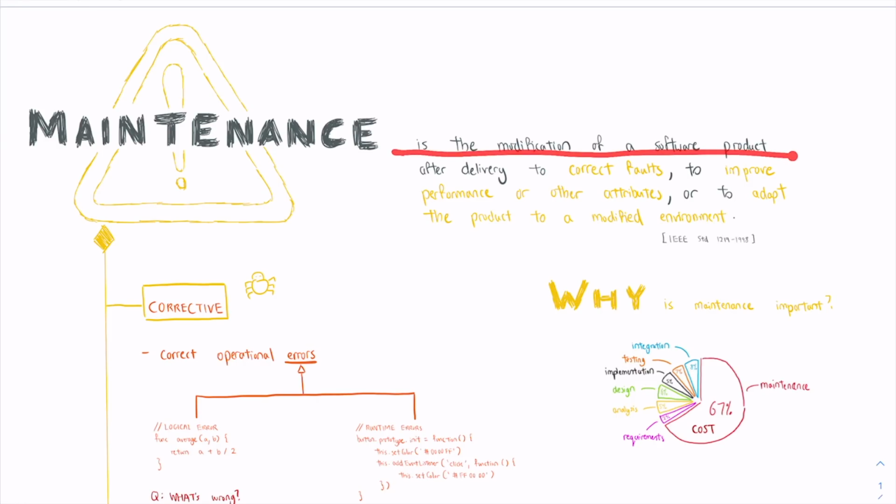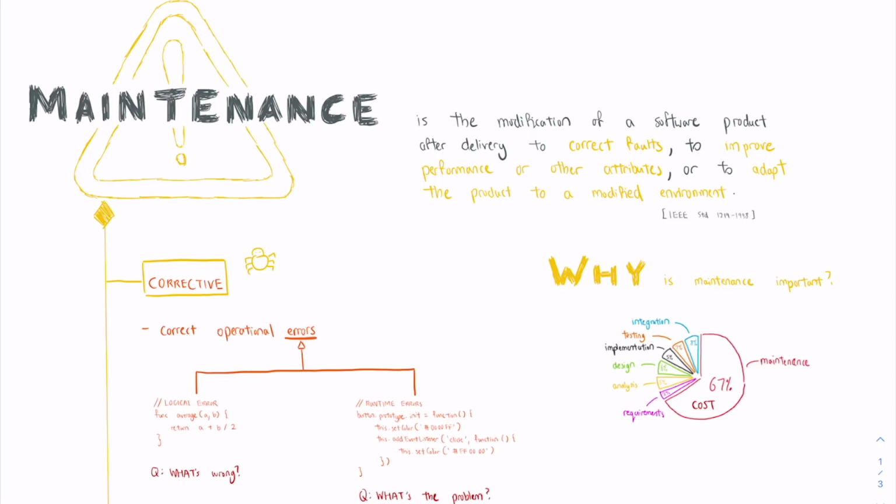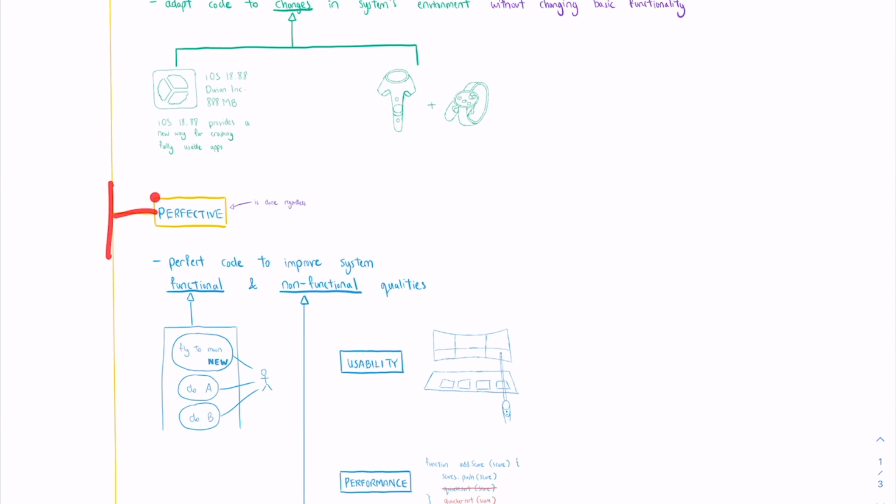Maintenance is the modification of a software product after delivery to correct faults, improve performance or other attributes, or to adapt the product to a modified environment. With this definition, we can determine the constituents of maintenance, which can be seen on the left side. The first one is corrective maintenance, the second is adaptive maintenance, and the third included in this maintenance process is perfective maintenance.